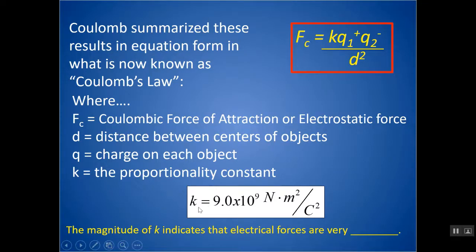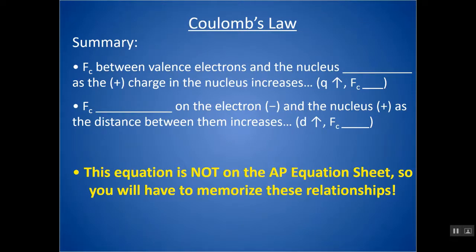I just want to show you K, this proportionality constant. Look at what a huge number this is. All I want to show you is that the magnitude of K means these forces of attraction are going to be really, really strong, and they're really going to dictate what's happening with these periodic trends. Okay, so this is the summary of what you actually need to know. If you want to memorize that equation, feel free, but you don't have to.